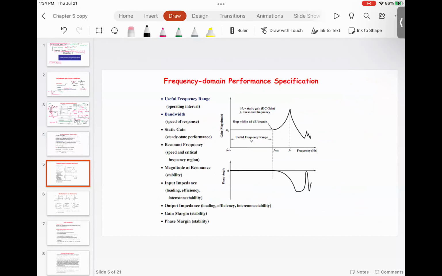Now what happens with the frequency domain performance specification? Now let's take the same example of the automotive suspension. So we have this automotive suspension.